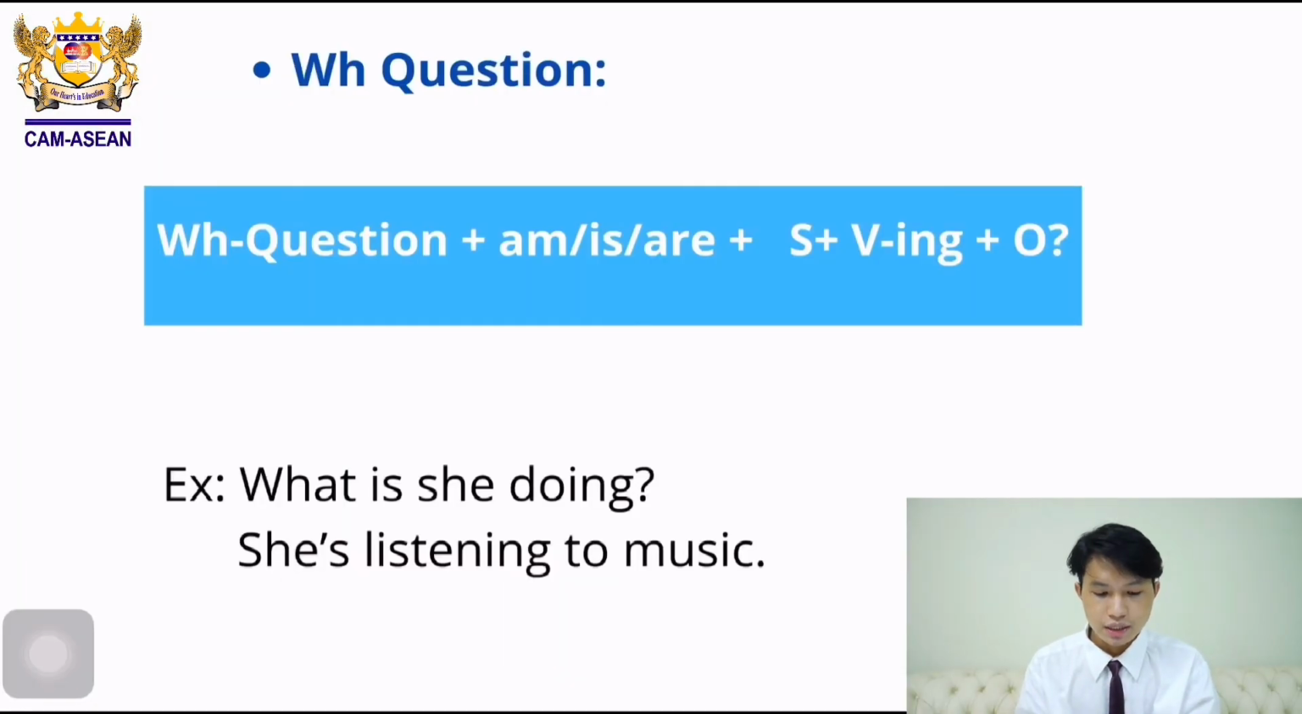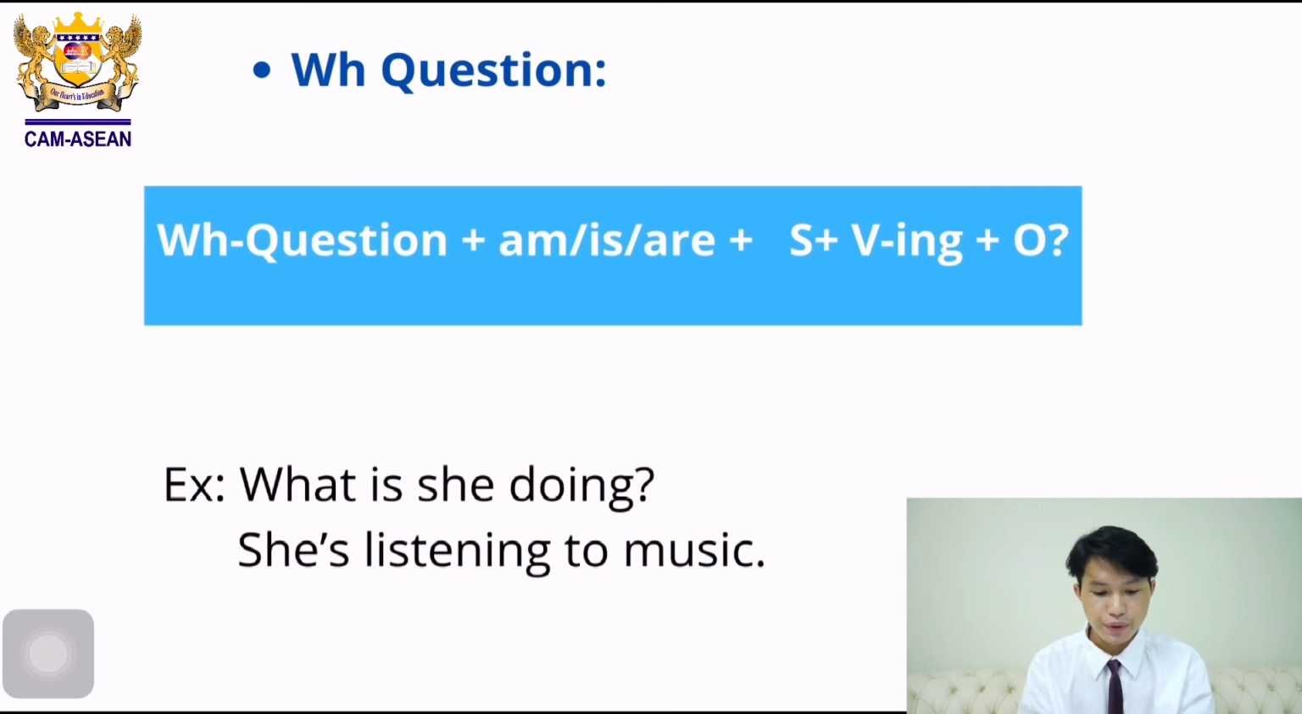Another type of question of present continuous is WH question. So WH question, the structure is it starts with the WH question and followed by am or is or are, and then followed by subject and then followed by verb plus ing, and then followed by object and then question mark, okay? So the WH question followed by am, is, are, and then subject and then verb ing and then object and question mark, okay?